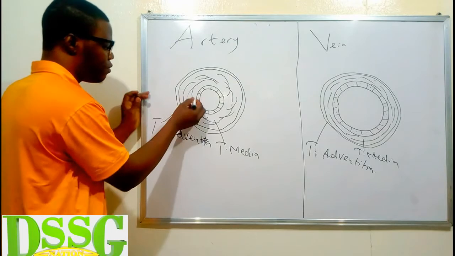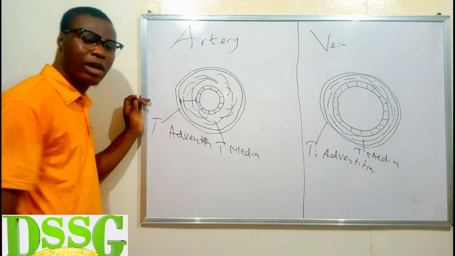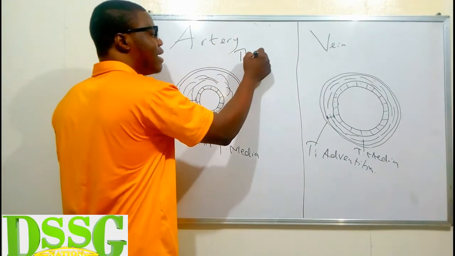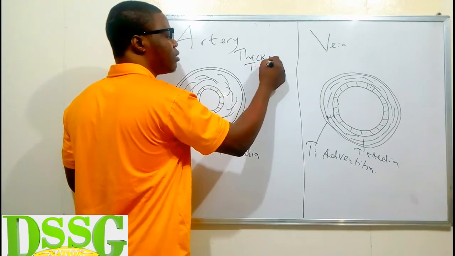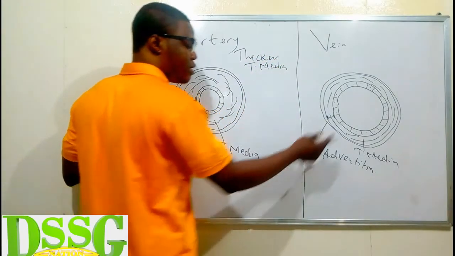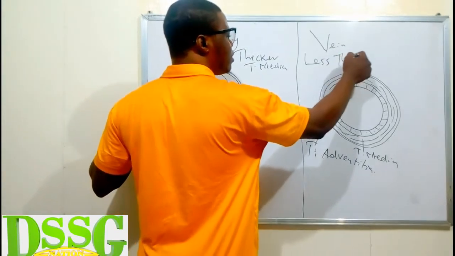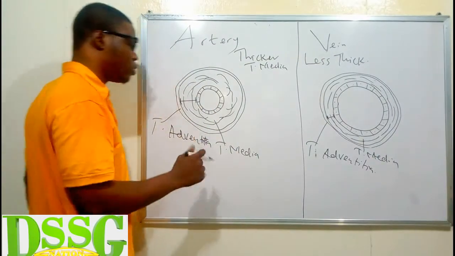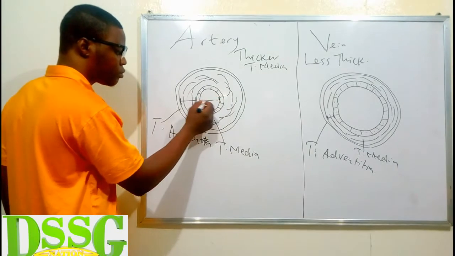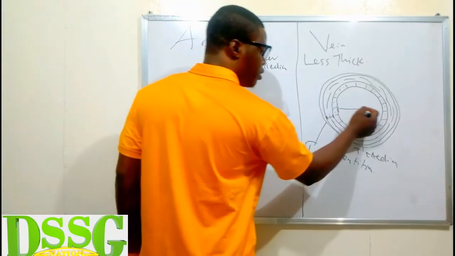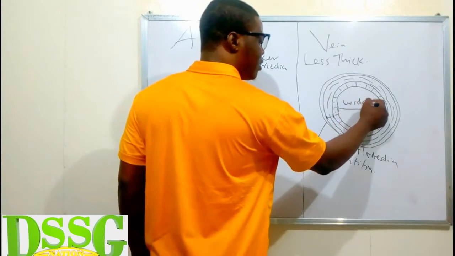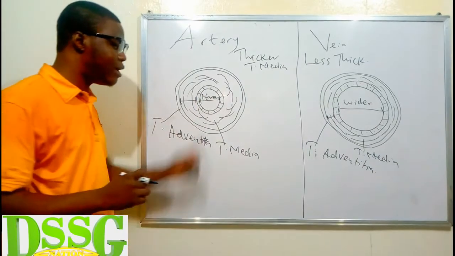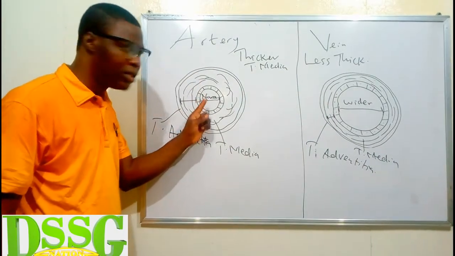So this now, from here to here, is the tunica media. But look at this, just from here to here. So artery has a thicker tunica media. But for the vein, the tunica media is less thick. So that's one. And now another difference is what? Look at this lumen and check out this lumen. This lumen is wider, but here it is not. It is narrow. So another difference is that artery has narrow lumen, while the vein has what?